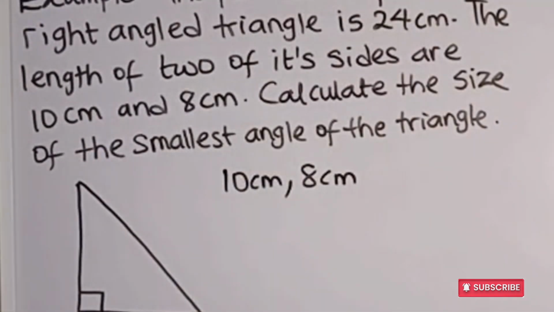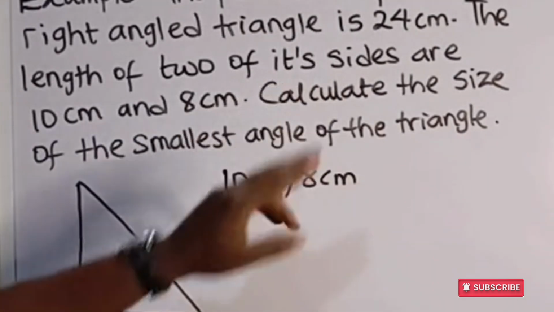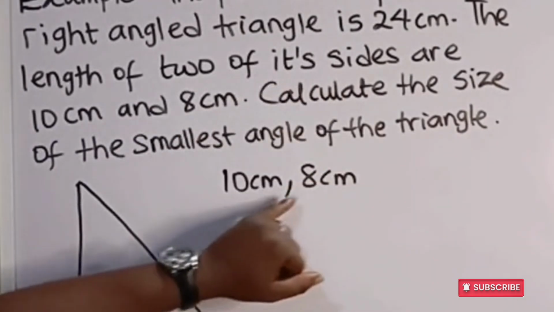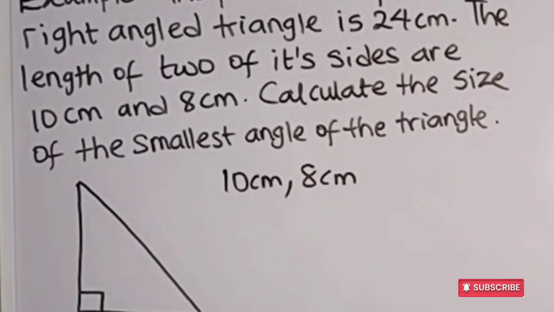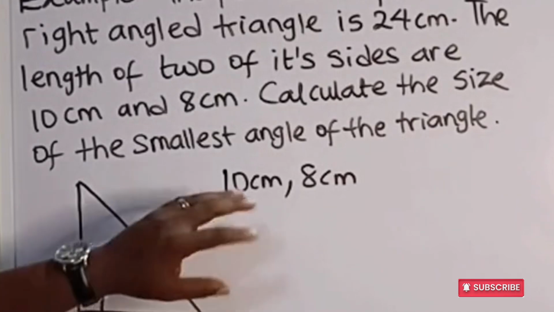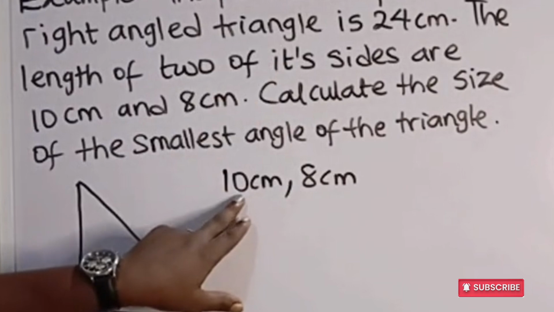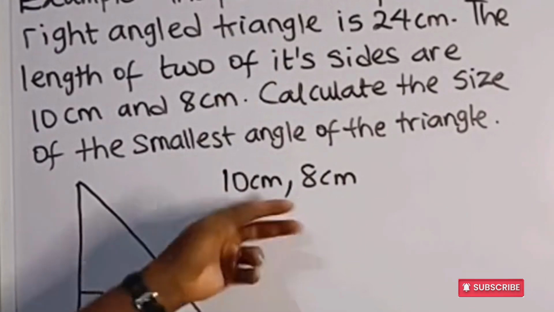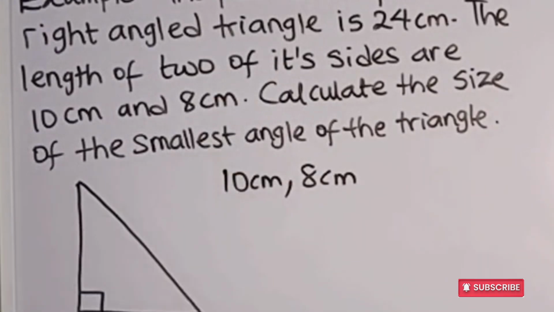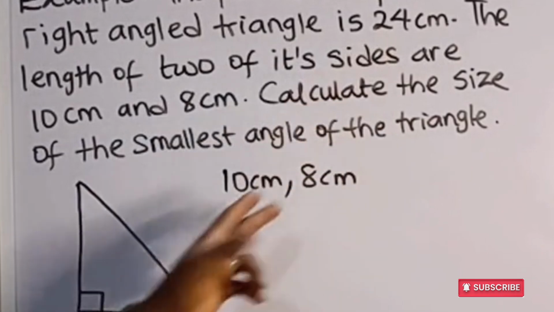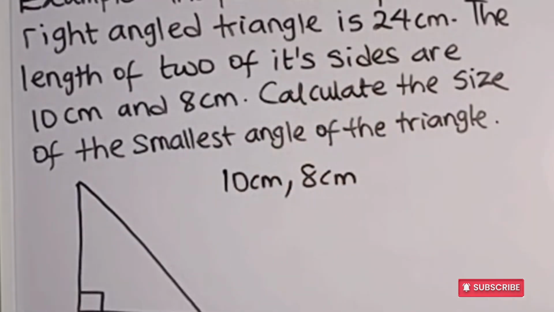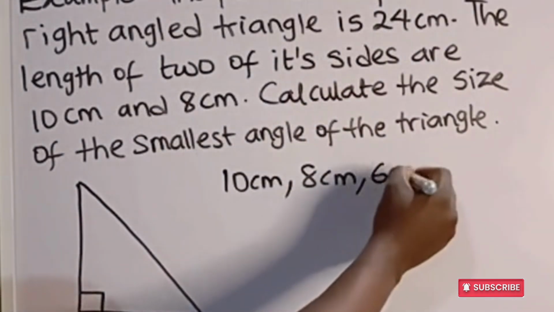Who knows what the last side will be? If the perimeter is 24 centimeter and we know two sides to be 10 centimeter and 8 centimeter, what will be the size of the smallest side? 6. Correct, 6, because when you add all of them together, you're supposed to get 24 centimeter. But we already know that one side is 10 centimeter and one side is 8 centimeter. So 10 plus 8 is going to give us 18. Then 24 minus 18 is going to give us 6. That means the last side is 6 centimeter.